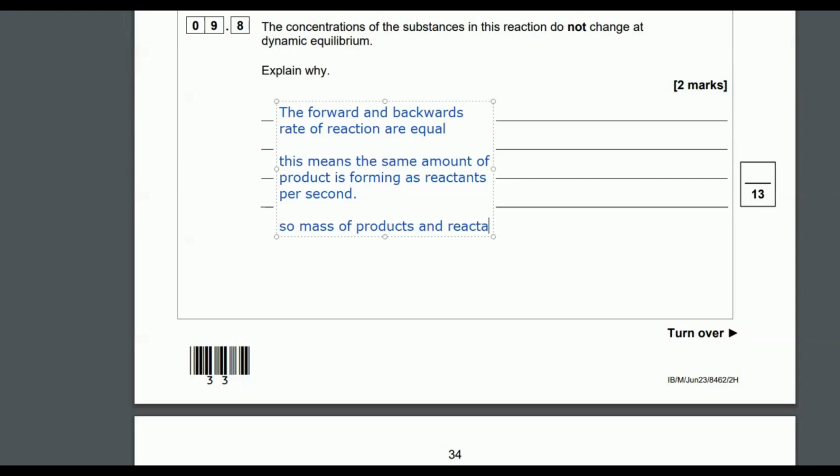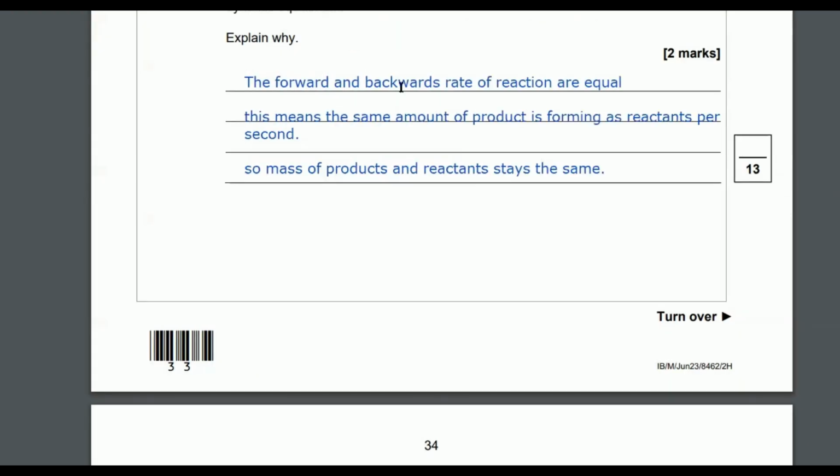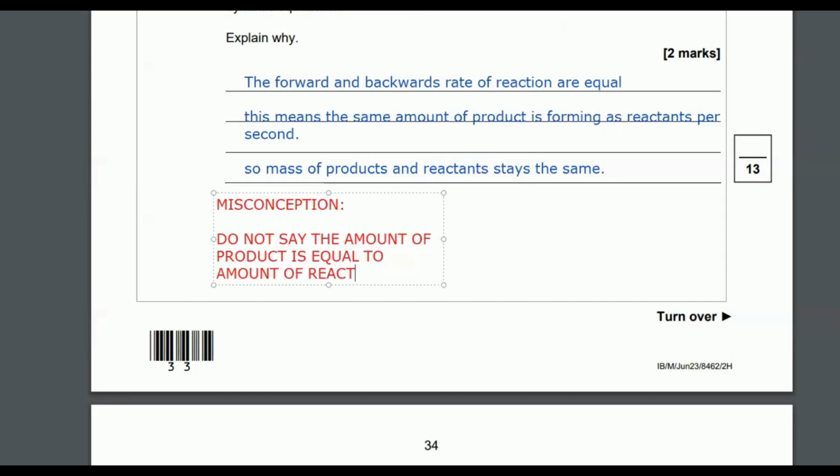reaction are both equal. This means the amount of products and the amount of reactants stays the same. But it does not mean, and this is a big misconception with equilibrium, that you have the same amount of reactant and product. You have the same amount forming, but you don't have the same amount of both. So imagine at equilibrium, I have 10 on the right and 5 on the left. They're not the same amounts, but they're constantly changing.